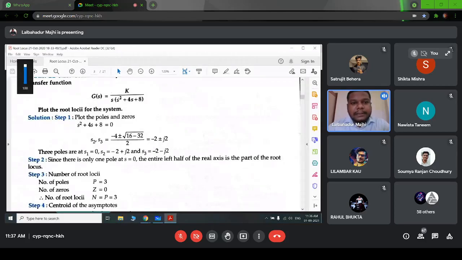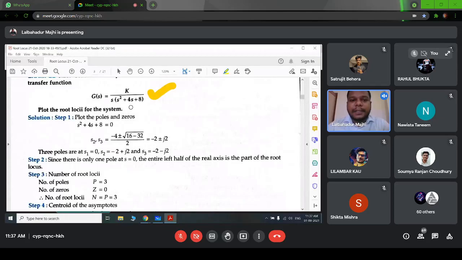k by s into s square plus 4s plus 8. You can see we have only 3 poles, 1 pole at the origin and 2 complex conjugate poles. The first step is to identify the poles and zeros. We don't have any zero, we have only 3 poles.